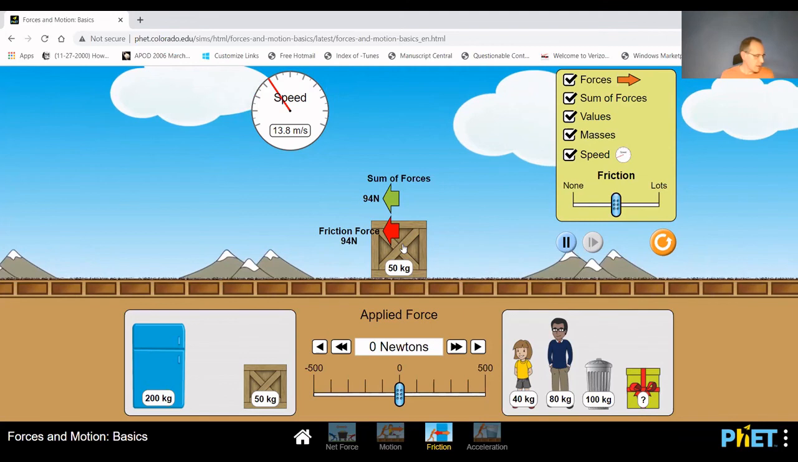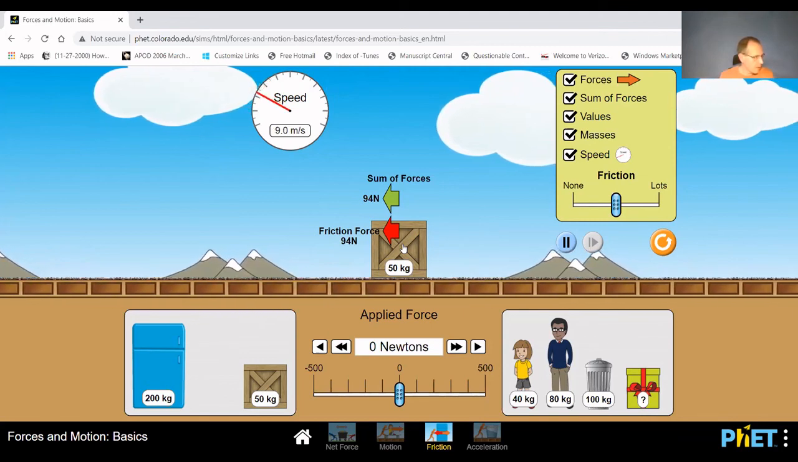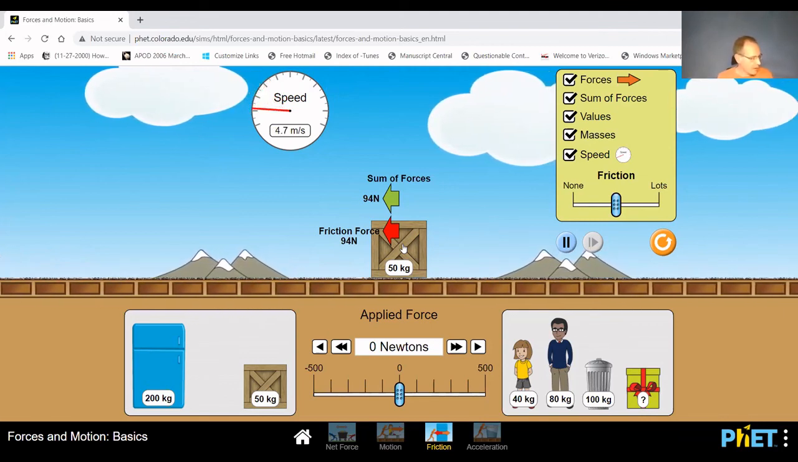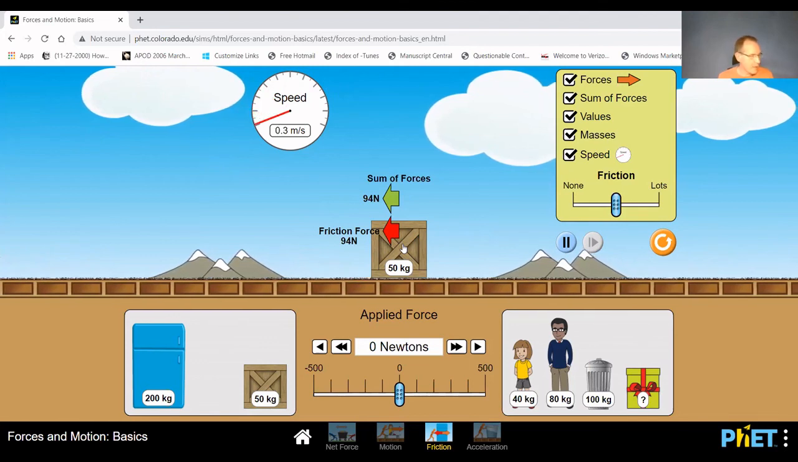All right, so that's it. It's a very simple part of the experiment with the simulation. You're just ultimately going to calculate mu s and mu k based on those two conditions.